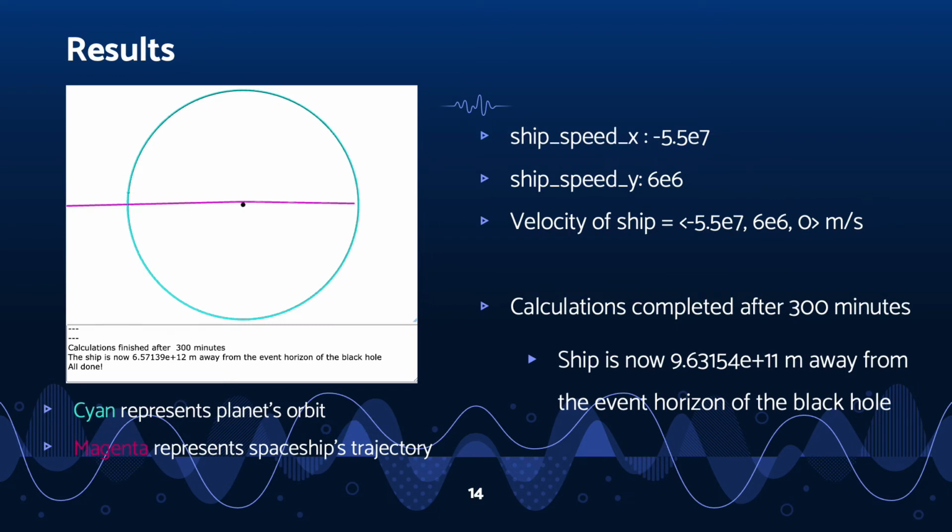After running the code for part 2, you can see here that cyan represents the planet's orbit and the magenta represents the spaceship's trajectory. So here, nothing crashed, so the magenta represents the spaceship leaving the system, and the cyan is where the planet orbited, so that circle right there.